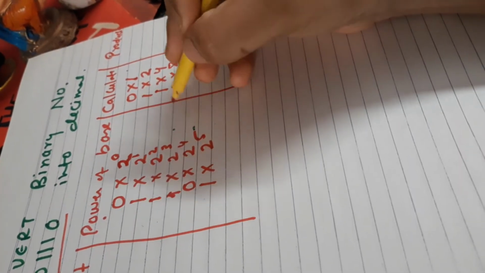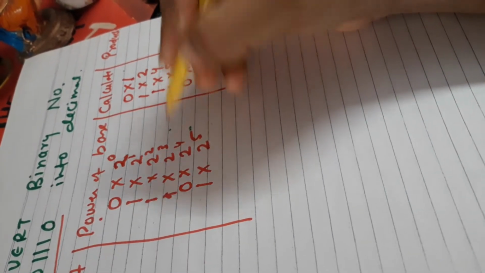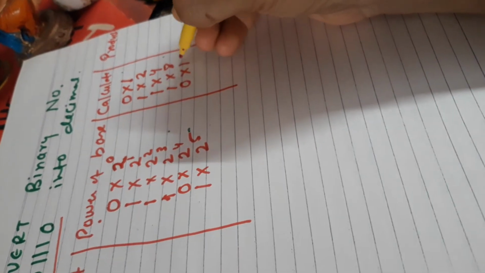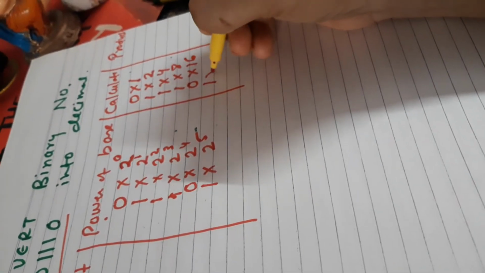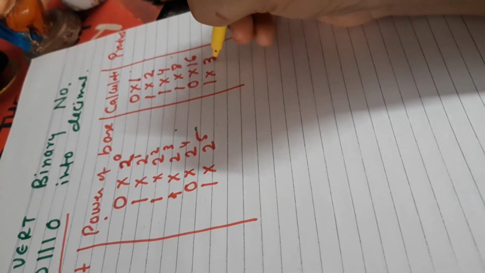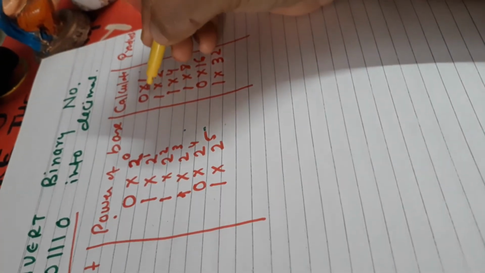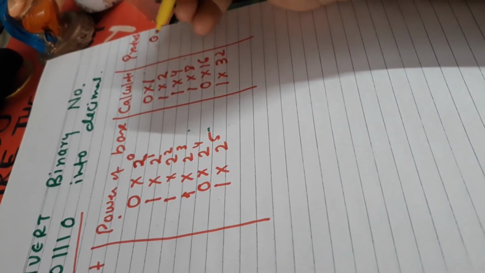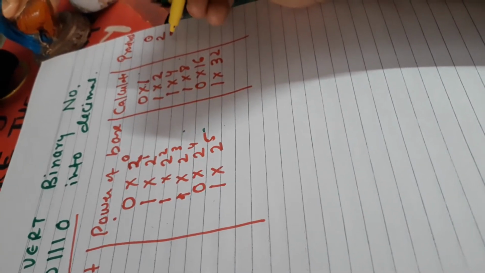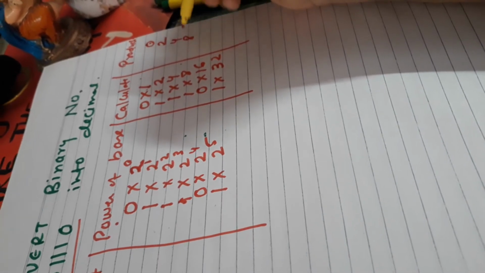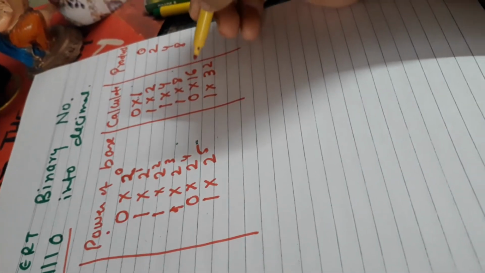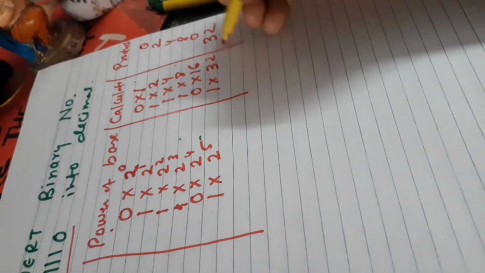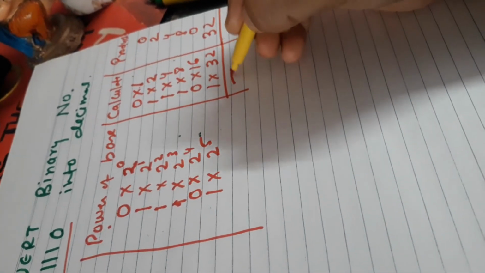Then 0 into 2 to the power 4 is 0 into 2 into 2 into 2 into 2, 4 times 2, 16. Then 1 into 2 to the power 5 is 32. Now we will just calculate it. 0 into 1 is 0. 2 ones are 2. 4 ones are 4. 8 ones are 8. 16 into 0 is 0 only. Then 32. Now we have to make it total.